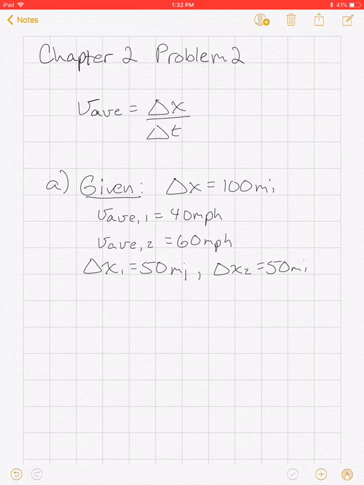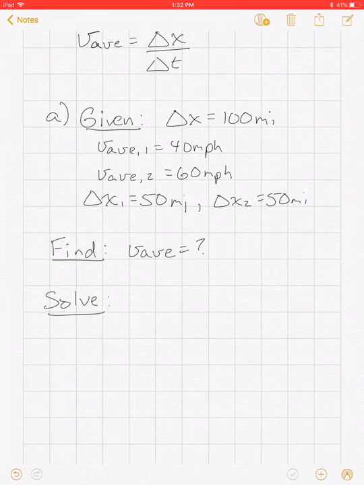So what we want to find is the average velocity for the whole trip, so just v average. Okay, so we're going to solve this. And the first thing that I recommend you do, and I'm going to keep reiterating this, is draw a picture. Okay, so we're going to draw a picture.